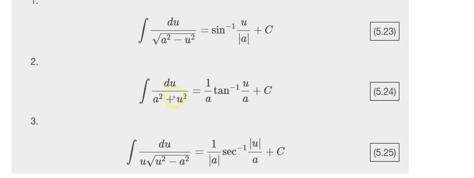Okay, and then if it is a squared plus u squared, it's a tan inverse. And for u times the square root of u squared minus a squared, it's a little more extra terms, but it's a secant inverse expression.